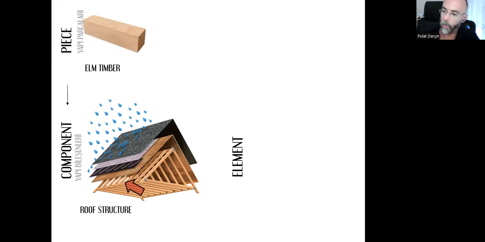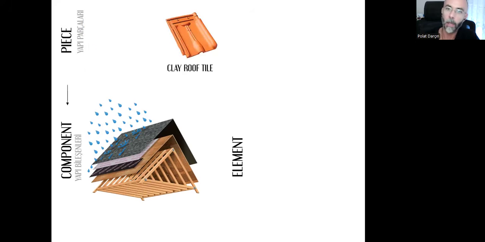Çatı strüktürü, çatı gövdesi. If I get lots of these clay tiles, I can use them to cover the upper surface of the roof structure so that I will have another component, roof covering. And when I gather all these different components, roof covering, roof insulations, roof structure, three different components gathered into one unity element, roof.